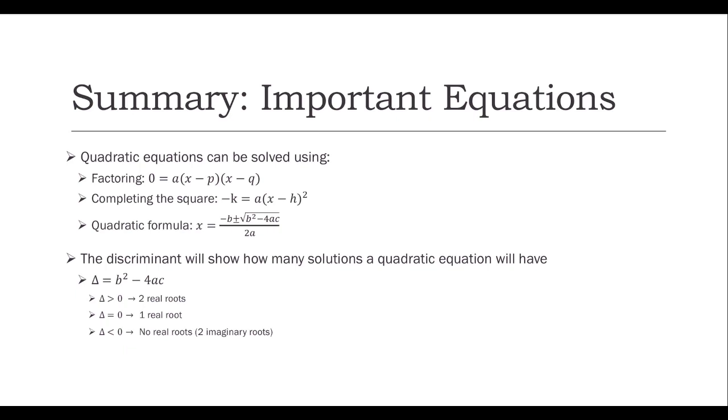Your discriminant will show you how many solutions your quadratic equation will have. So your discriminant equals b squared minus 4ac, which is your radicand from your quadratic formula. If your discriminant is greater than 0, you'll have 2 real roots. If your discriminant is equal to 0, you'll have 1 real root. And if your discriminant is less than 0, you won't have any real roots because you'll have 2 imaginary roots.